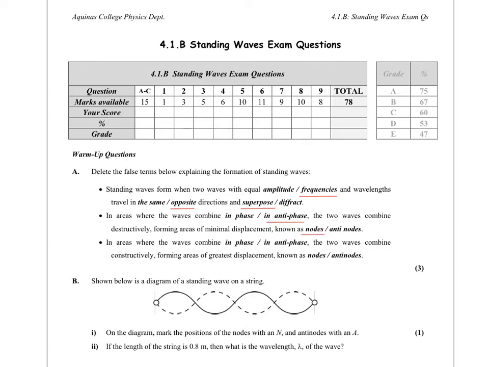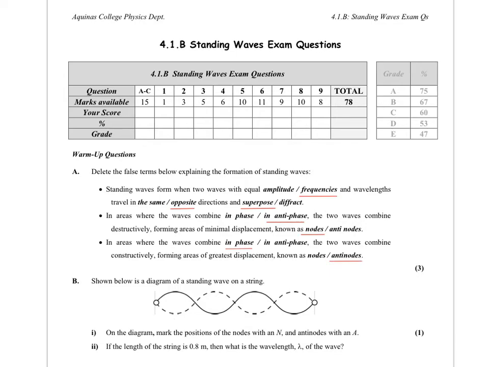So nodes, node displacement. And then conversely, in areas where the waves combine this time in phase, the two waves combine constructively, forming areas of the greatest displacement, which we call antinodes. So, antinodes.